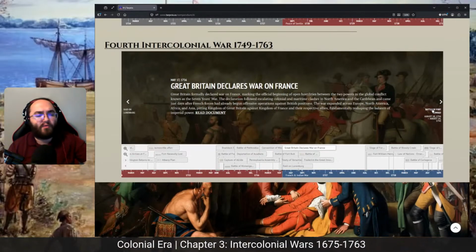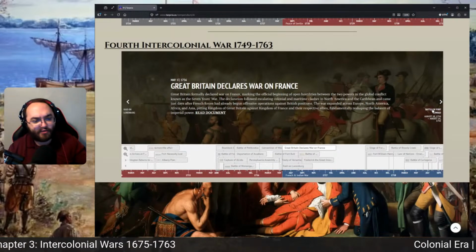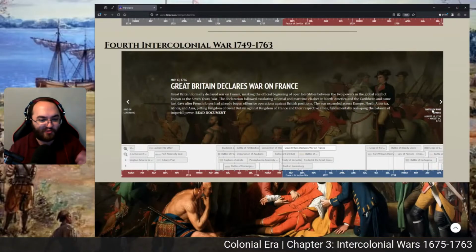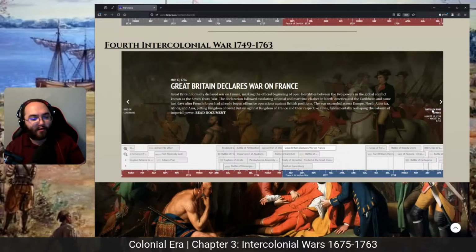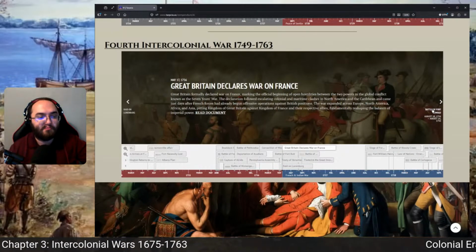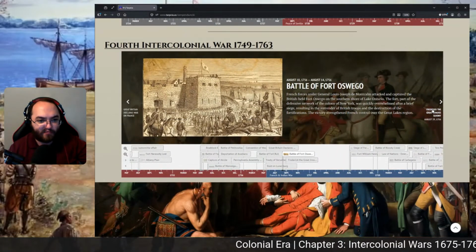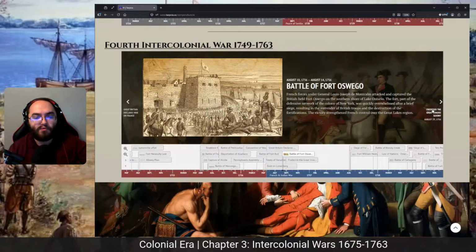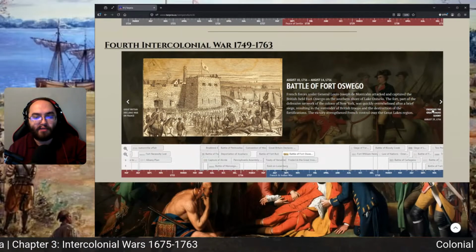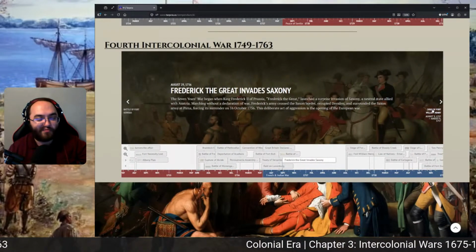Even in the Second Acadian War, even though the French and the British are fighting each other, they're not officially at war. It's just a frontier thing rather than an all-out European conflict. So the war officially begins here, 1756. And one of the first battles of the French and Indian War is the Battle of Fort Oswego, which is off the shore of Lake Ontario, whatever.